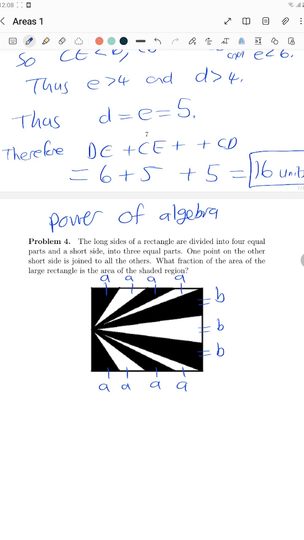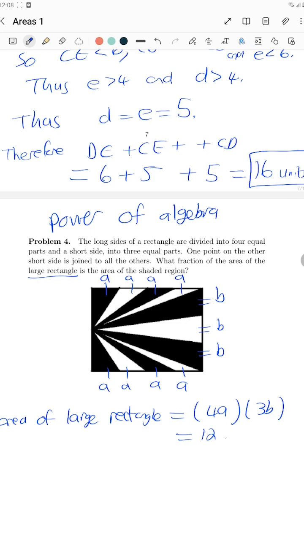Great, because now we have the power to do the area of the large rectangle. So area of large rectangle will be base times height. So using the base of 4a, the height will be 3b, and this evaluates to 12ab. Good, so we made some progress. Now we need to continue further.